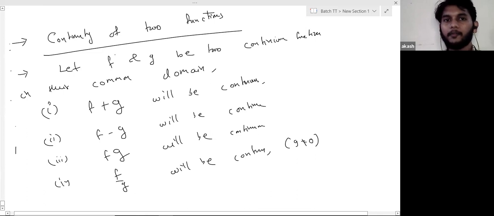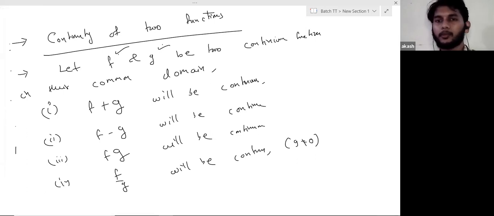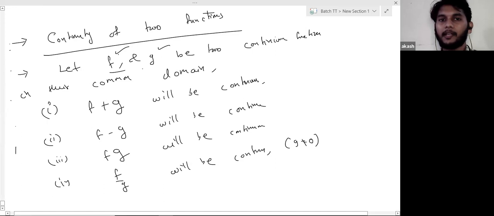Now, if two functions are given, we will not be solving most of the questions with that method. There are new methods also to solve a few questions, and we are going to discuss that today. So if two functions f and g are continuous in their common domain, this common domain means the set of elements of x in which f and g both are continuous. This is a given assumption.